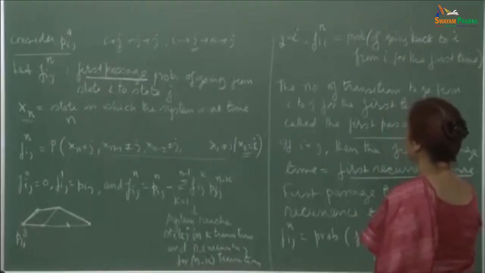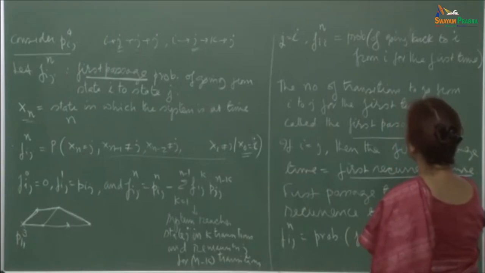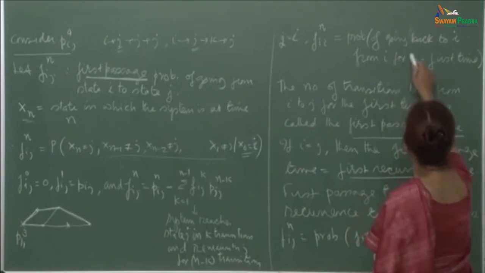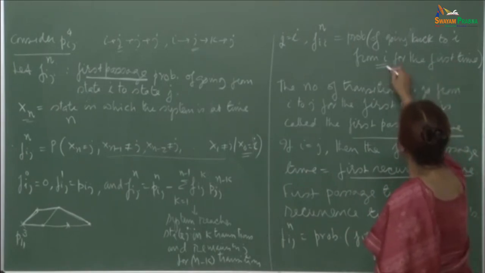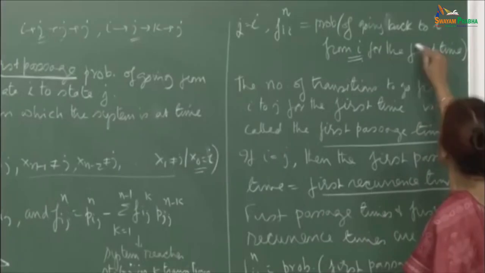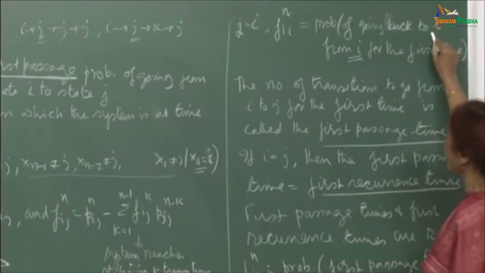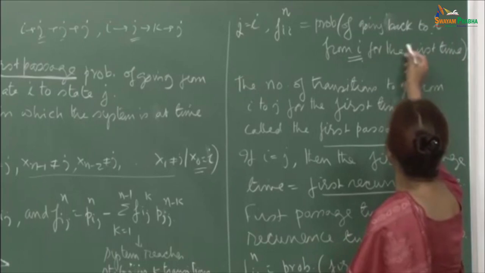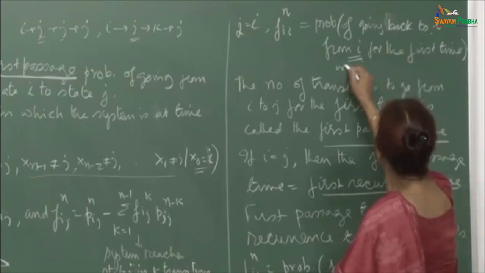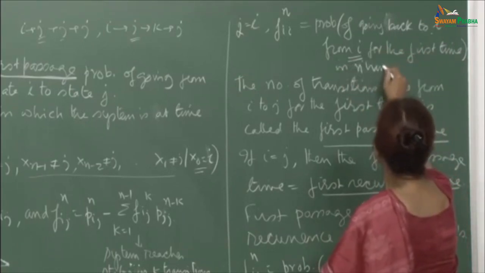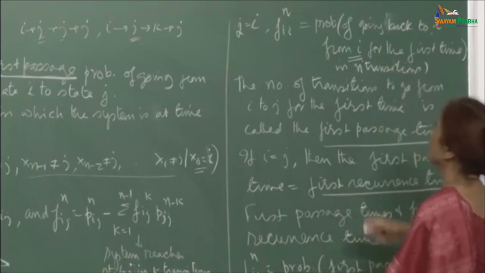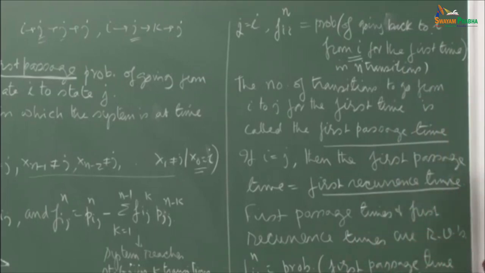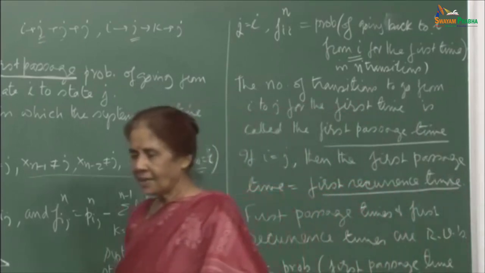And of course, when j is equal to i, then Fij^n would be the probability of going back to i from i for the first time. So, you started from state i, and then for the first time you reach state i again in n transitions. So this will be Fij^n, and that will be the probability of recurrence of state i in n steps.